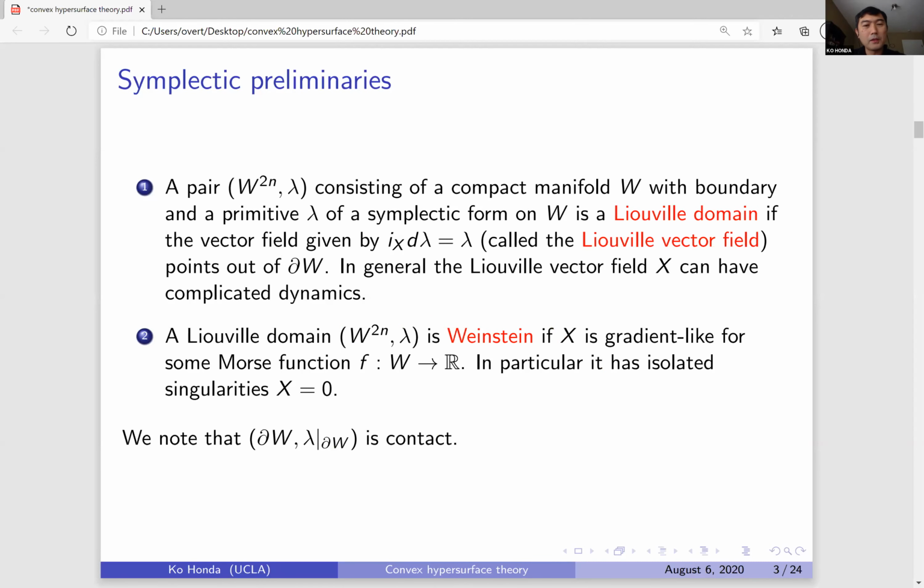In contrast, if you're interested in a nice Liouville domain with nice dynamics for X, then you consider things that are called Weinstein. A Liouville domain is called Weinstein if X is gradient-like for some Morse function f from W to R. In particular, it has isolated Morse-type singularities. Because the Liouville vector field points out of the boundary of W, this tells you that the boundary of W, together with the one form λ restricted to it, is contact.